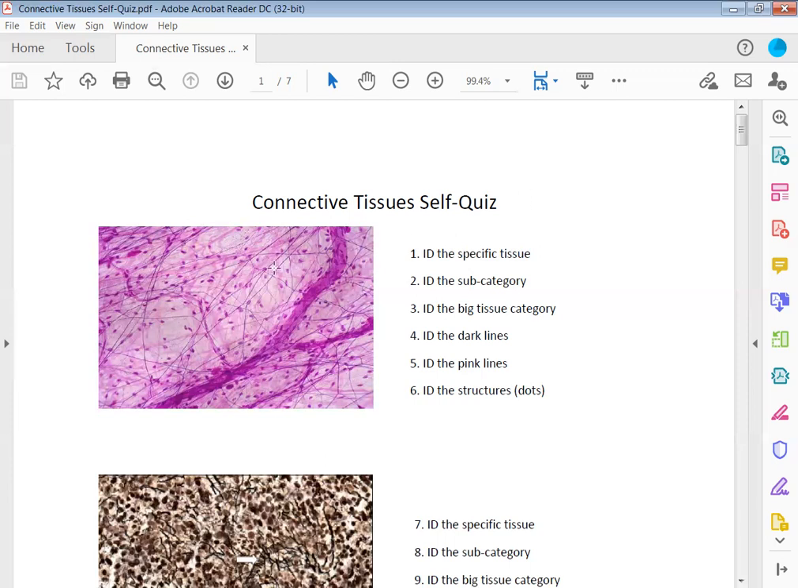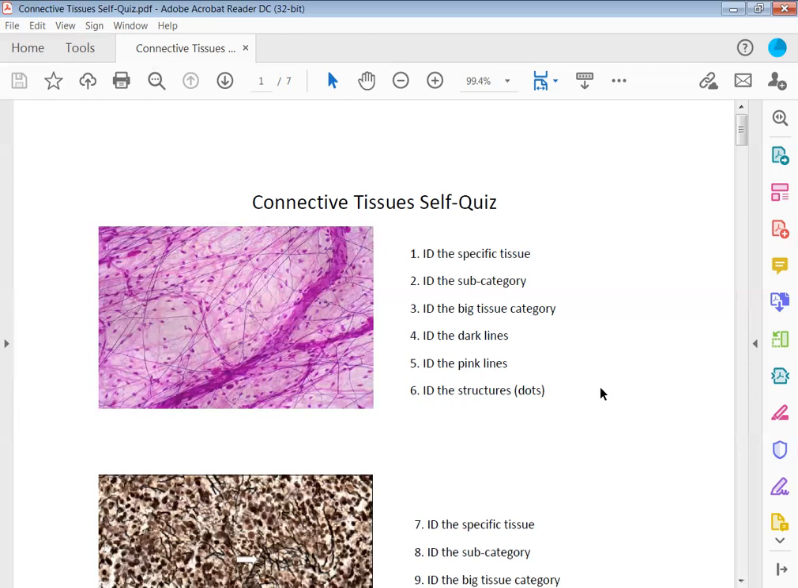The dark lines here, they look like dark purple lines. Those are going to be your elastic fibers. And these pink lines running throughout here, those pink lines are going to be collagen fibers. Then the little bugs or dots that are in here, here, and here, you'll see them all over the place. Those are going to be your fibroblasts.